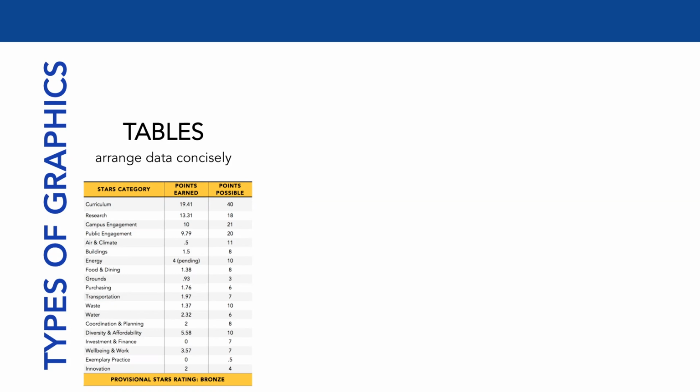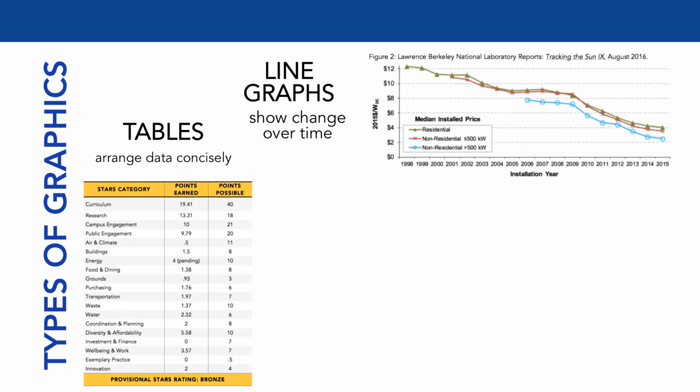Tables are easy. This is a table from our sustainability plan. It shows all the different categories that we audited the university on, shows how many points we earned, and shows how many points possible. We couldn't really put that in a pie chart. It's too many factors, and the wedges would be too small and indistinguishable from each other. So it makes for a great table when you have a lot of data to arrange concisely.